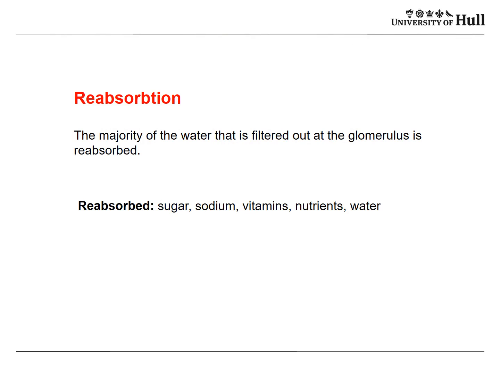And next, reabsorption. Now, before we go any further, filtration, secretion and reabsorption take place simultaneously. However, they're presented in sequence because filtration takes place first at the glomerulus, then substances are deliberately secreted out into the nephron from the blood, and then substances have to be reabsorbed, and these include the majority of the water that's filtered at the glomerulus to prevent dehydration, also sugar, sodium, vitamins, nutrients and water.